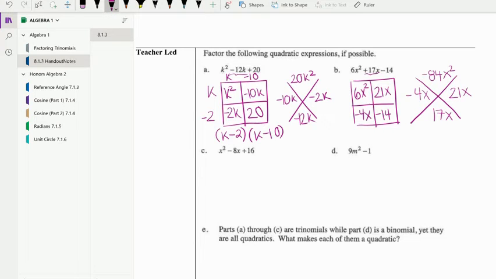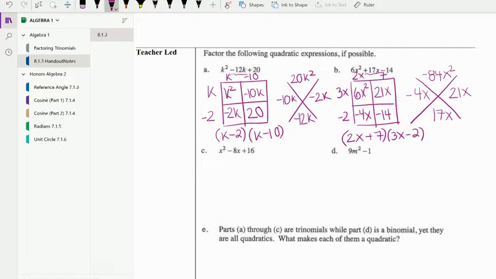And then from there, you find the GCF. So 6x squared and negative 4x would be 2x. So 2x times what is 6x squared? 3x. 3x times what is 21x? 7. 2x times what is negative 4x? Negative 2. And 7 times negative 2 is negative 14. So our factors are 2x plus 7 and 3x minus 2.